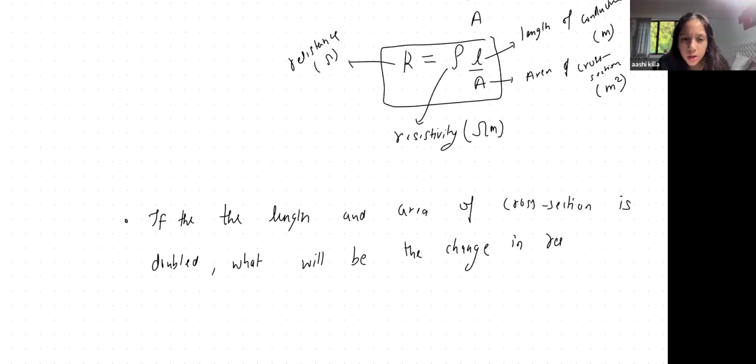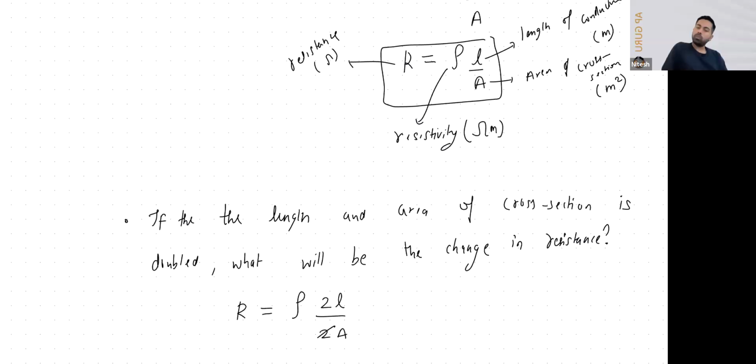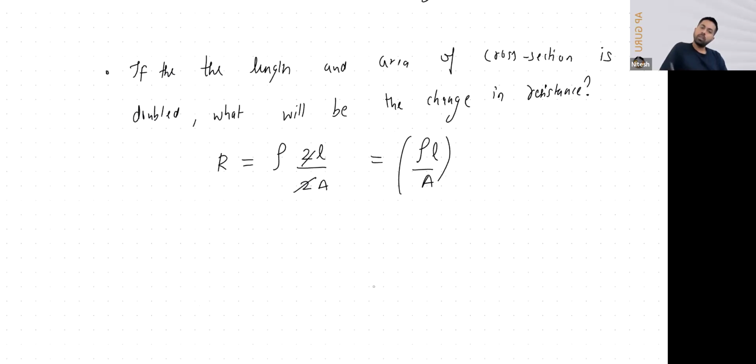There's no change, right? And why do you say that? Because for that equation, R would be 2L over 2A and you could just cross out the twos. So it's the same. That's what you mean? Yeah. Okay, perfect.